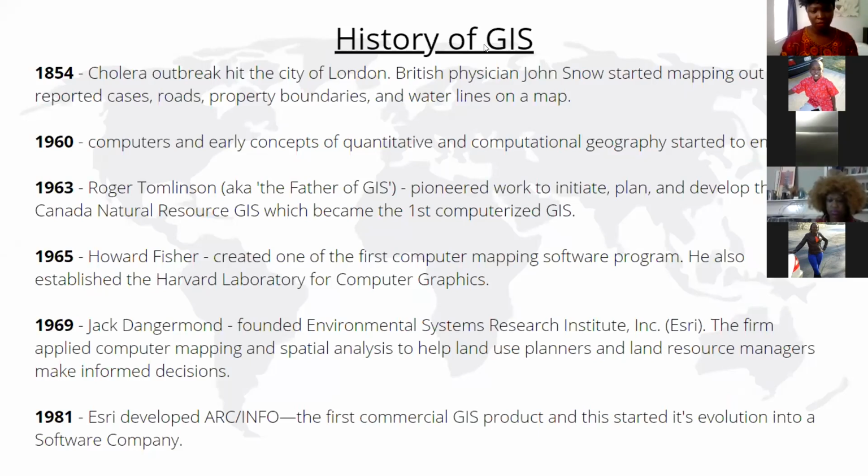And as computers started evolving in the 1960s, there was development of computational power, and that's how GIS also started evolving. In 1969, Jack Dangermond founded the Environmental System Research Institute Incorporated. This is ESRI, which is the main firm that started to computerize and give GIS the computer foundation that it has now.